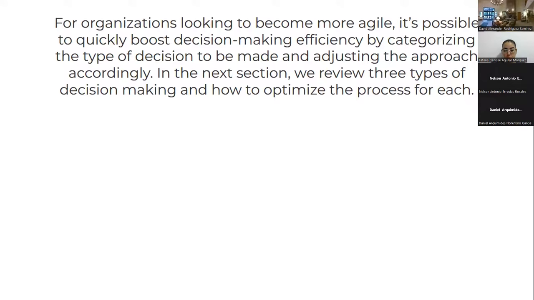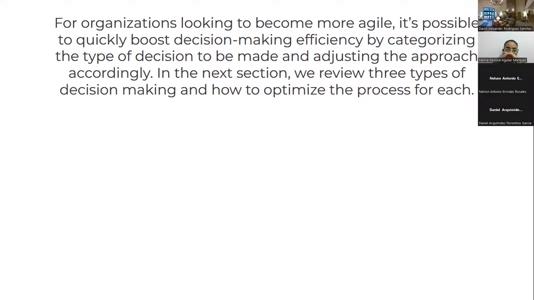Let's check vocabulary. For organizations looking to become more agile, it's possible to quickly boost decision-making efficiency by categorizing the type of decision to be made and adjusting the approach accordingly. What is adjusting? Yeah. I understand adjust like fix or. Okay, yeah, like adapting, right? Fixing. Yeah. Very good, perfect.